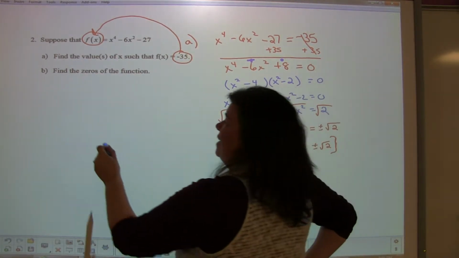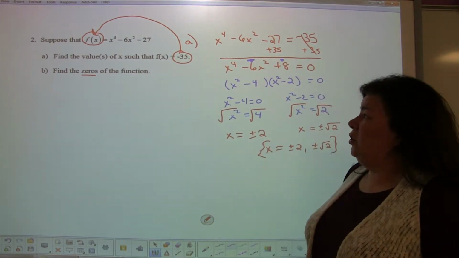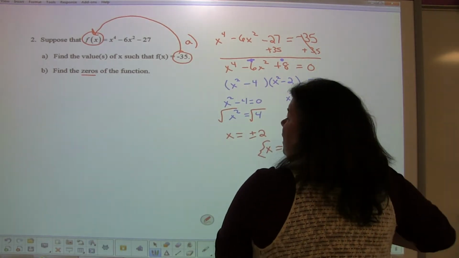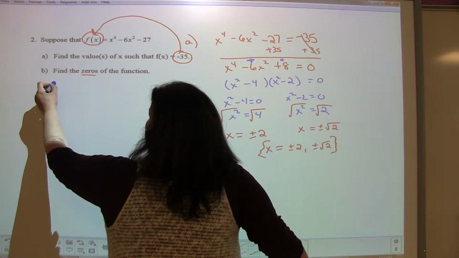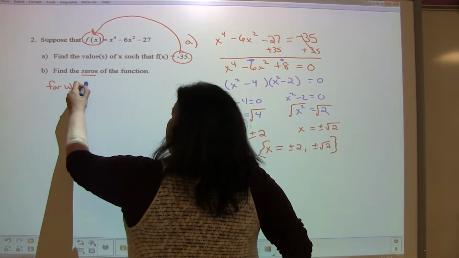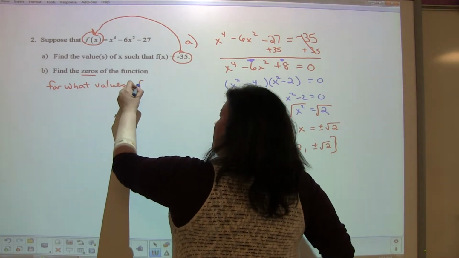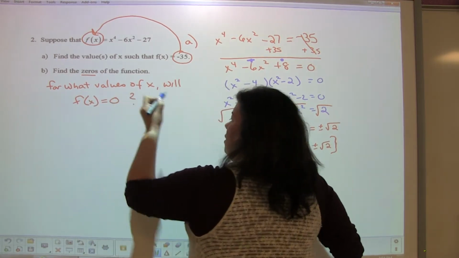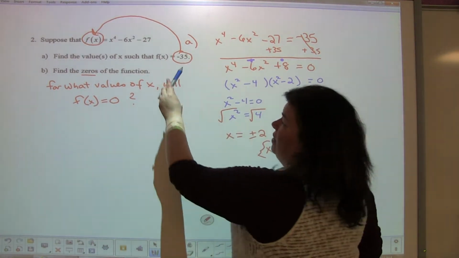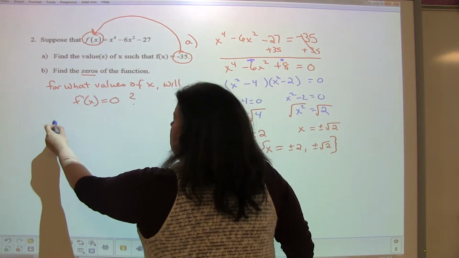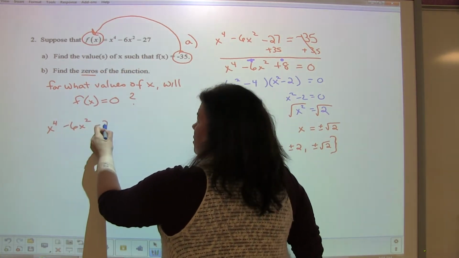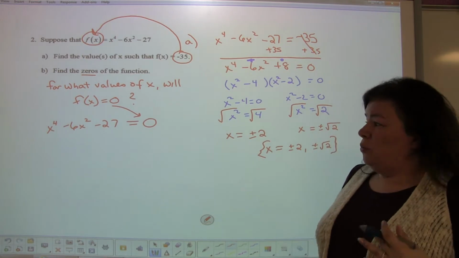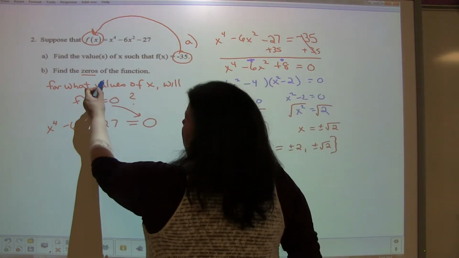Part B is asking us to find the zeros of this function. Now remember, finding the zeros of the function is the same as asking for what values of x will f of x equal 0. That's what we're trying to find. So we're going to take our original function, x to the fourth minus 6x squared minus 27, and set it equal to 0 because that's what we're looking for. So we're looking for those zeros, which are the x values.